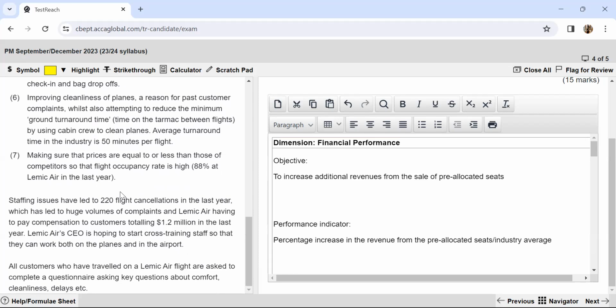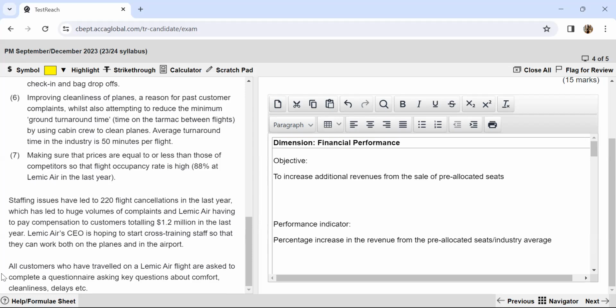We also know that staffing issues have led to 220 flight cancellations in the last year, which has led to huge volumes of complaints and Lemic Air having to pay compensation to customers totaling $1.2 million in the last year. Lemic Air's CEO is hoping to start cross-training staff so that they can work both on the plane as well as in the airport. All customers who have traveled on a Lemic Air flight are asked to complete a questionnaire asking key questions about comfort, cleanliness, delays, etc.